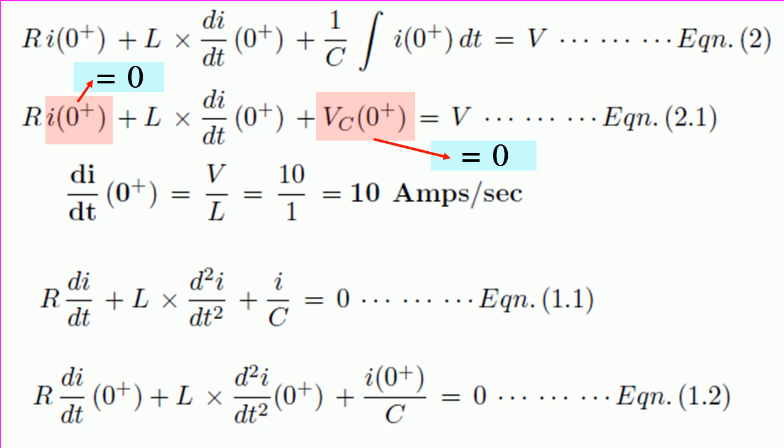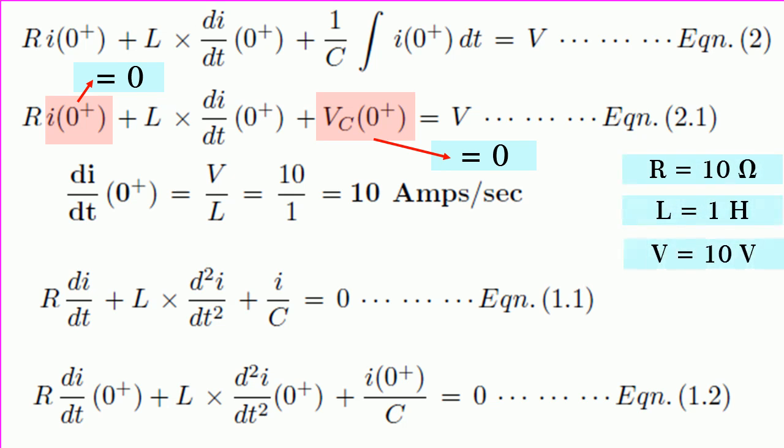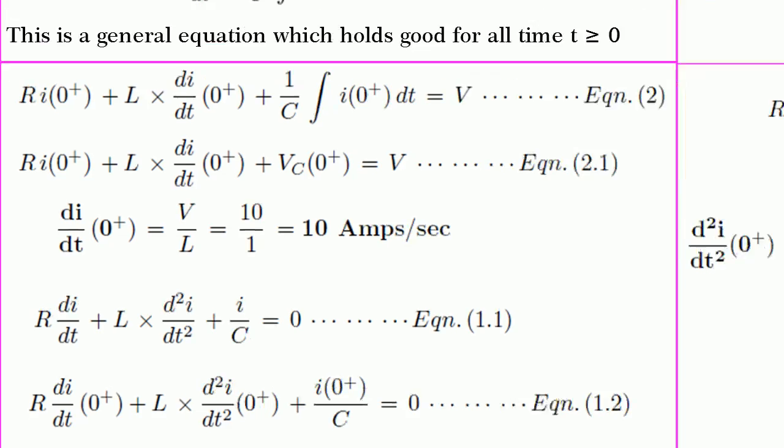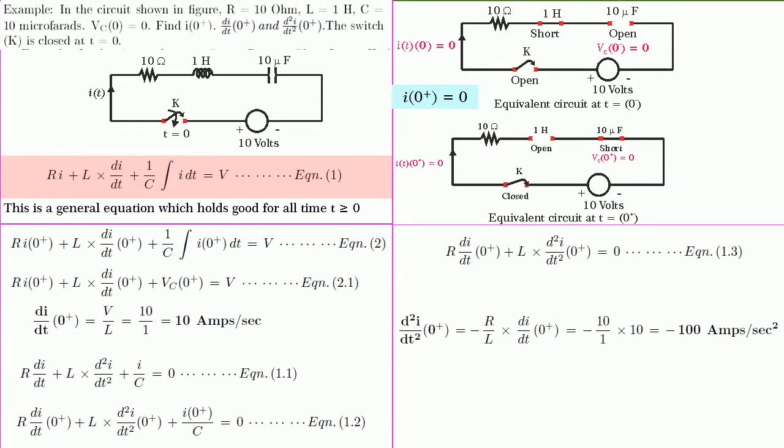So, substituting the values of R, L, I0 plus and V, we get di by dt at 0 plus equal to 10 ampere per second. Don't you feel that it is so simple? Now, to find d squared i by dt square at 0 plus, let us differentiate equation 1.